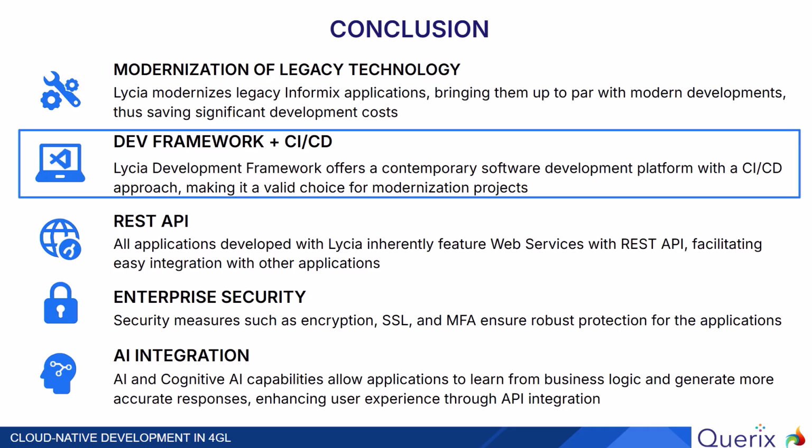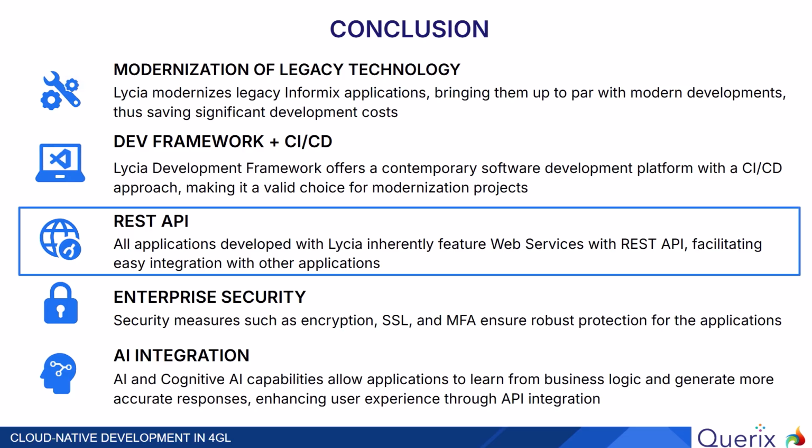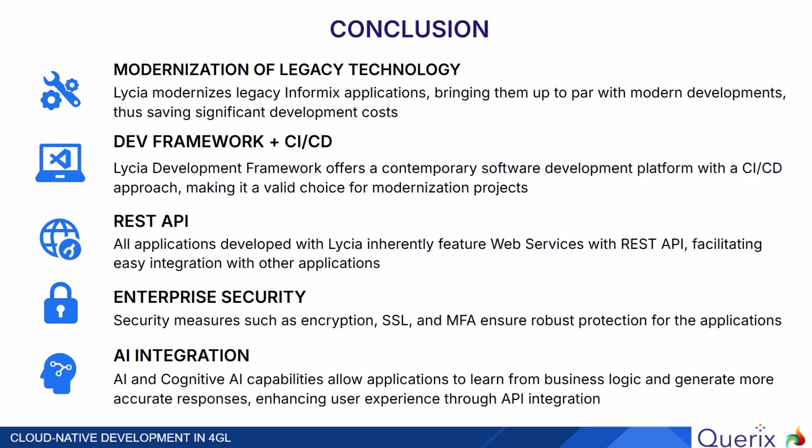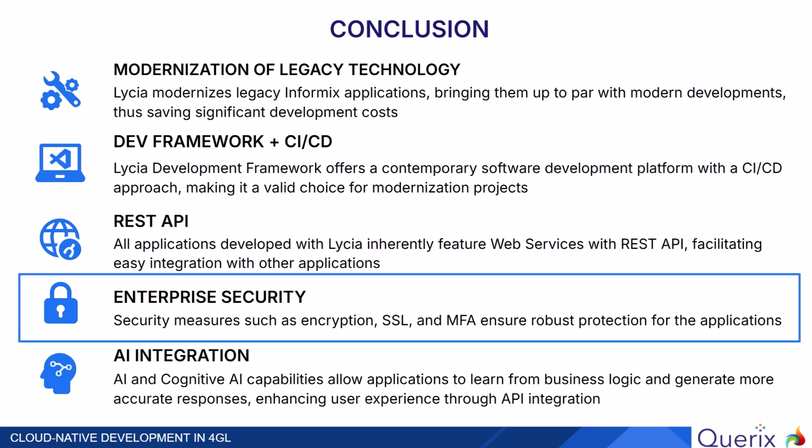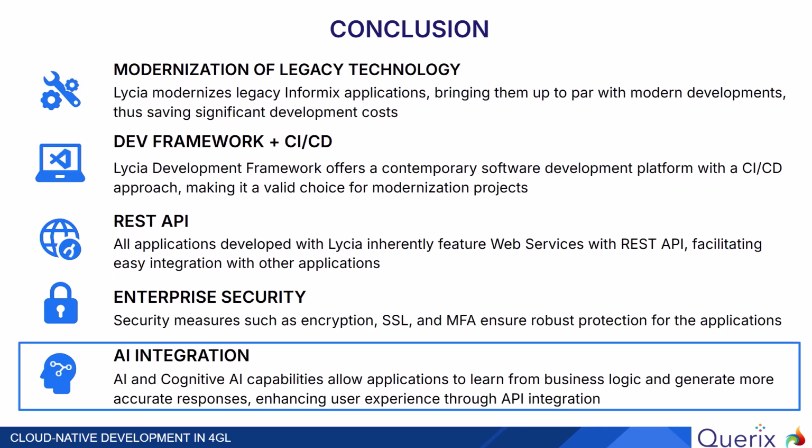Lycia Development Framework offers a contemporary software development platform with a CI/CD approach, making it a valid choice for modernization projects. All applications developed with Lycia inherently feature web services with REST API, facilitating easy integration with other applications. Security measures such as encryption, SSL, and MFA ensure robust protection for the applications. AI and cognitive AI capabilities allow applications to learn from business logic and generate more accurate responses, enhancing user experience through API integration.